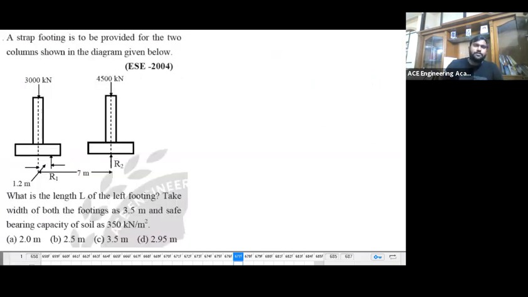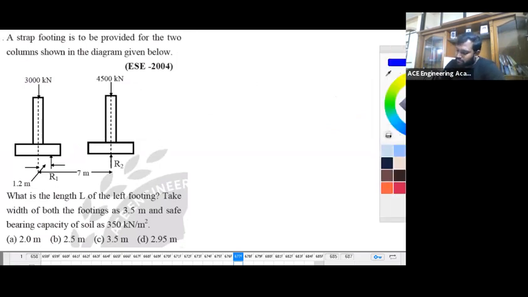Now this is a beautiful question, and based on this question only in GATE 2020 they asked a question. You see, this is a strap footing. So you know the meaning of a strap. We are going to provide some strap at the top. Okay, so on one footing it is going to be one column of 3000 kilonewtons, other column 4500 kilonewtons.